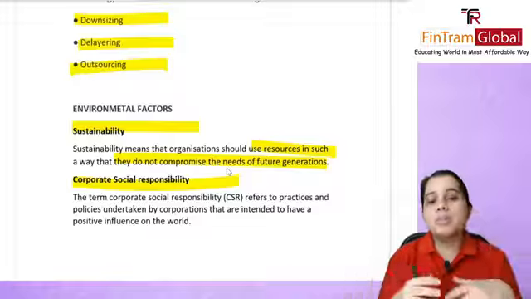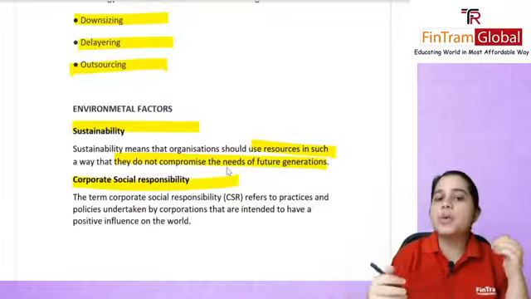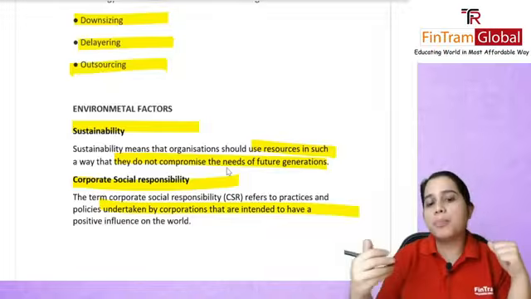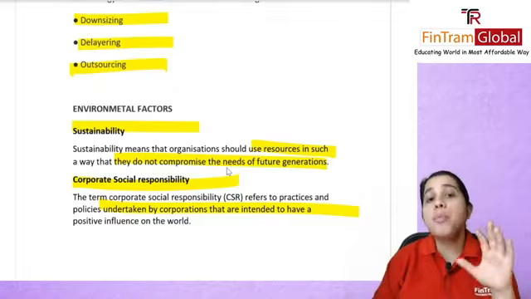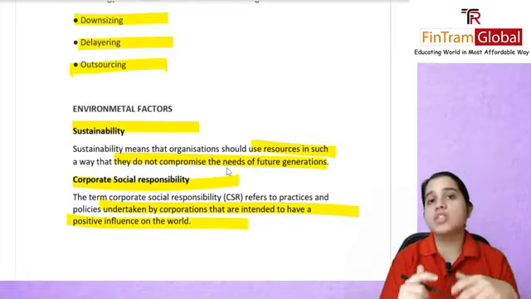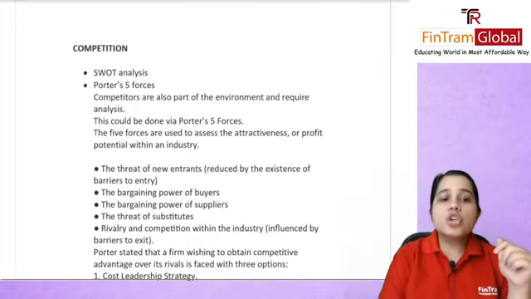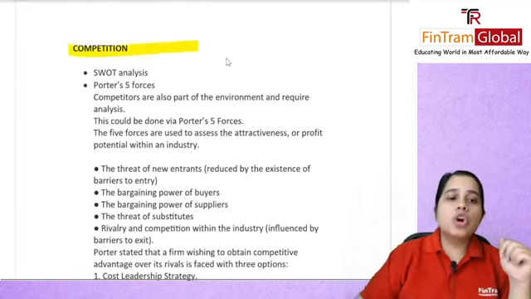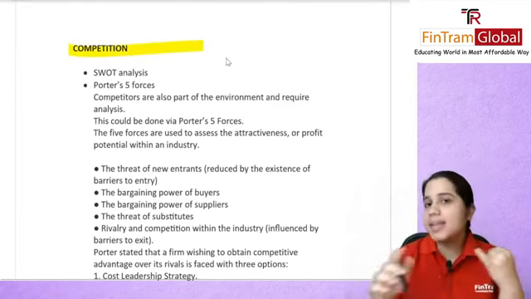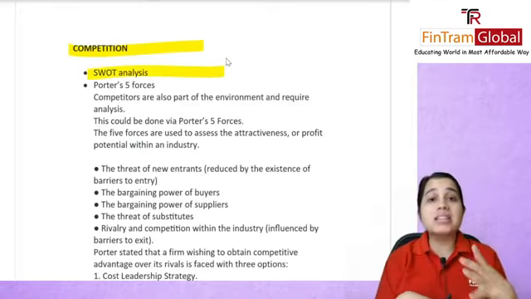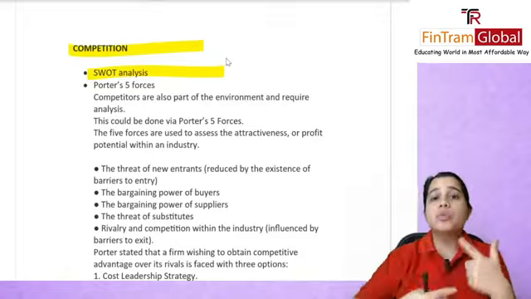Corporate social responsibility refers to the practices and policies undertaken by organizations or corporations to have a positive impact or influence on the world or society. Next is your competition. So, for the competitive forces, you could use the SWOT analysis. If you remember, I had explained this with the help of an example of Coca-Cola, that it will do a SWOT analysis.